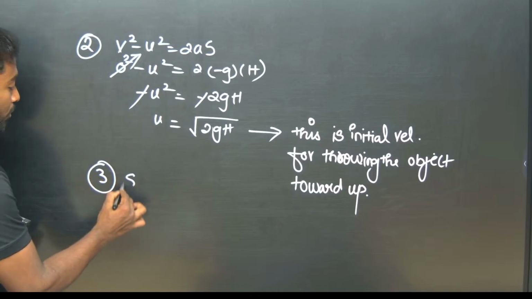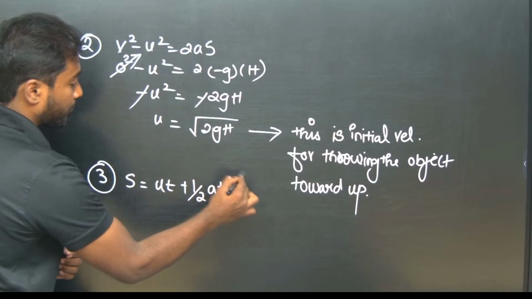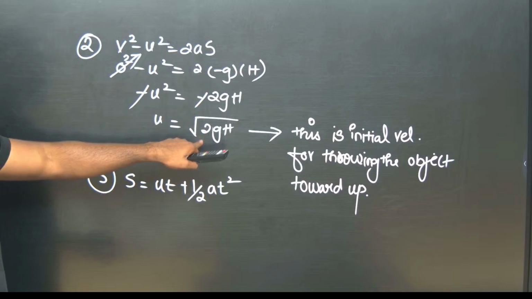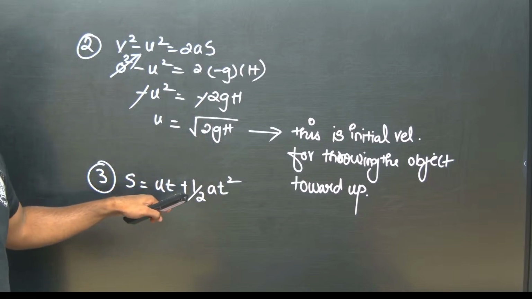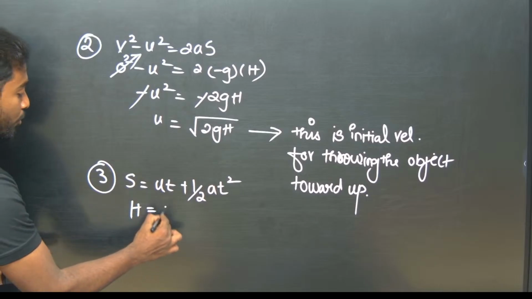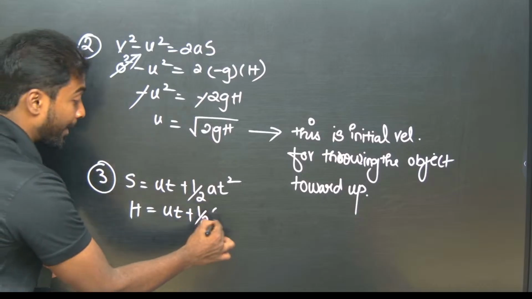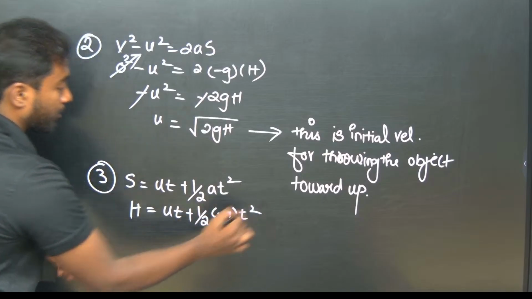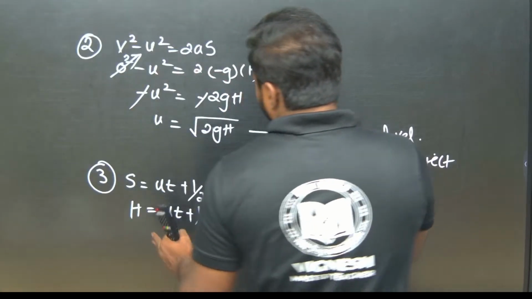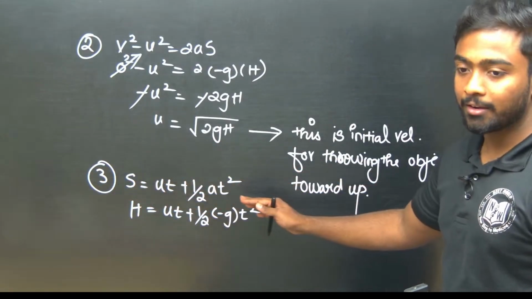Now what is the third equation? S equals ut plus half at square. In this I can substitute the value of u here. So H equals u t plus 1 by 2 into minus g into t square, right? So this is the thing. I can solve by taking t to one side and the remaining terms on the other side.